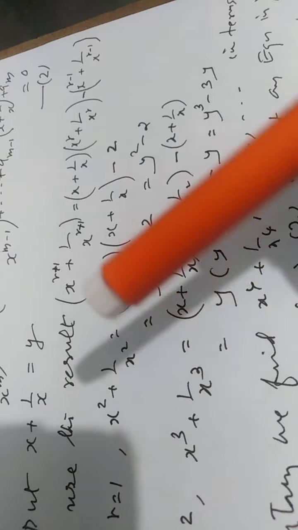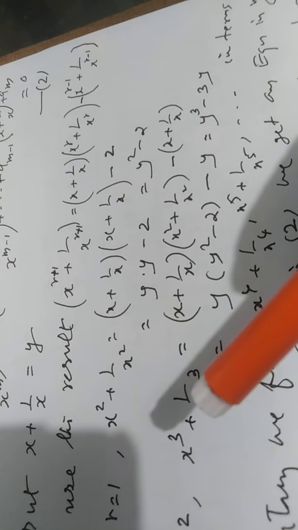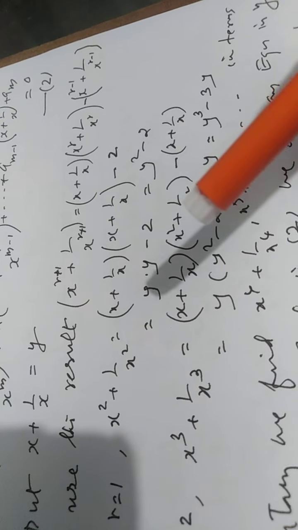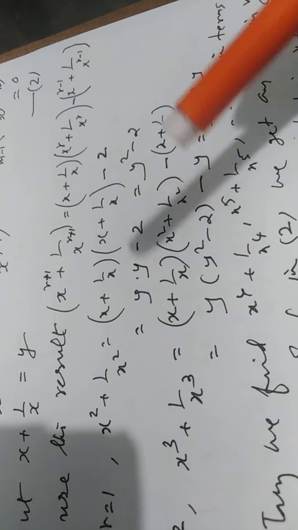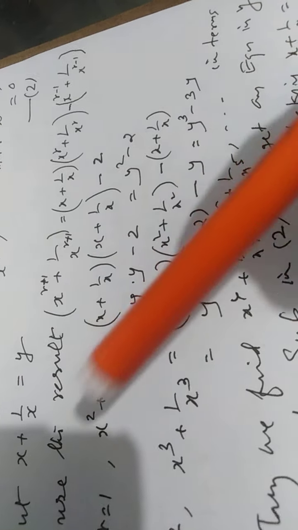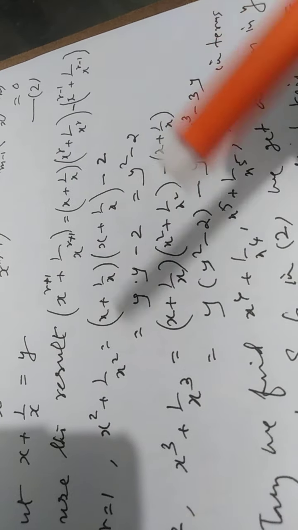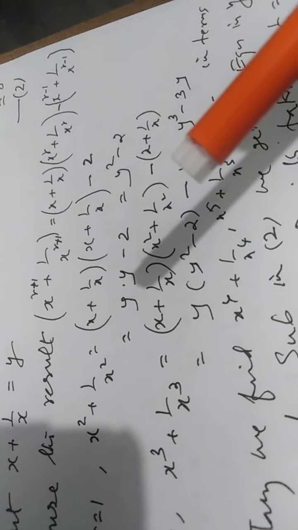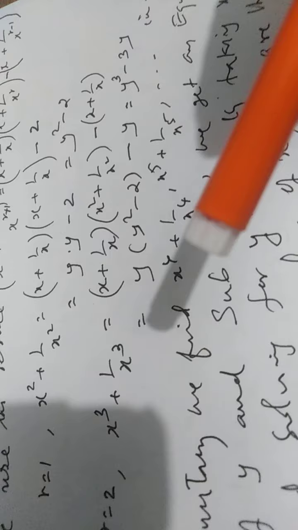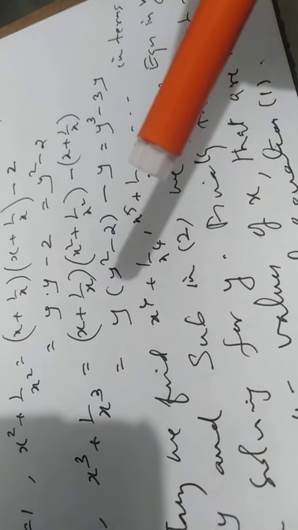Again, for r equal to 2, we have x cube plus 1 by x cube equal to x plus 1 by x into x square plus 1 by x square minus 1. That is y into y square minus 2 minus 1, which equals y cube minus 3y. Thus, similarly, we can find x raised to 4 plus 1 by x raised to 4, x raised to 5 plus 1 by x raised to 5, etc. These are all found in terms of y.